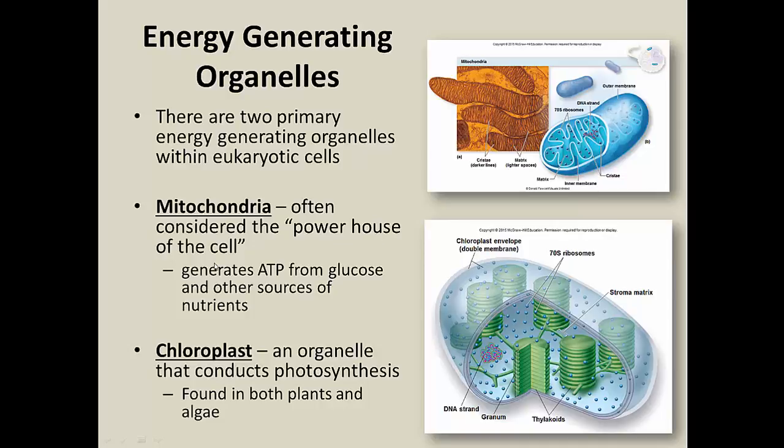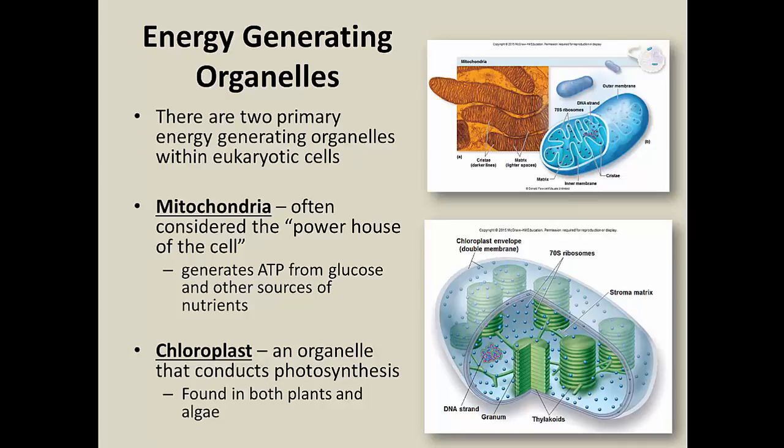I said earlier, these are often referred to as the powerhouse of the cell. What that means is they generate ATP, usually from glucose, one of your primary carbohydrates, but they can also get it from other sources of nutrients like fats and proteins. So basically, they produce energy in the form of what we call ATP. We'll talk a little bit more about that later, but for the most part, I just want you to recognize energy production, mitochondria.